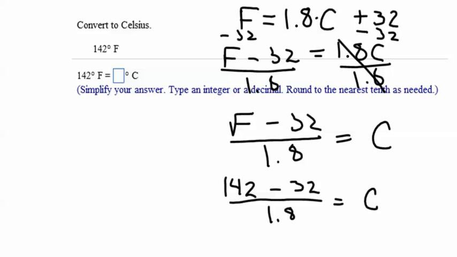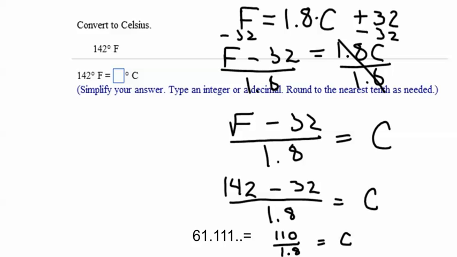So 142, take away 32, that should work out to be a nice 110. But then to convert it to Celsius, we have to divide by 1.8. So divide by 1.8, and we get 61.1 repeating. So since we get 61.1 repeating degrees Celsius, we have to read the directions.